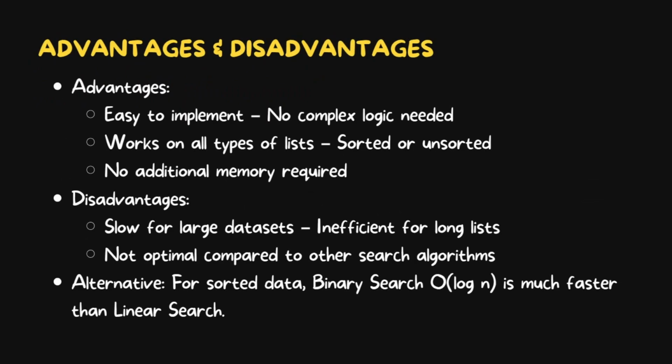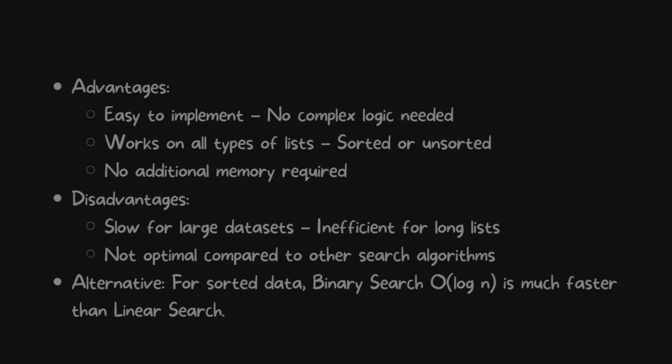Some of the advantages and disadvantages are: the advantages include it is easy to implement, there is no complex logic needed, it works on all types of lists, sorted or unsorted. It doesn't matter, it works on all types of lists. No additional memory is required. Some of the disadvantages are it is slow for larger datasets, inefficient for long lists, and not optimal compared to other search algorithms. Some alternatives include, for sorted data, we can use binary search, which is order of log n, much faster than linear search.